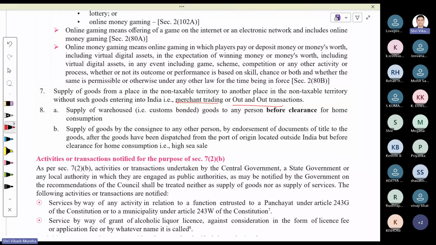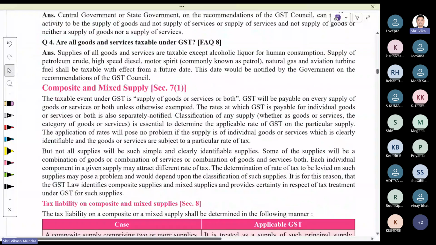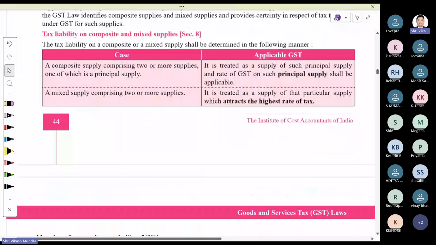High sea sale, you are not supposed to pay any tax on it. These are covered under the negative list. Now we are going to discuss one more aspect of supply, which is known as composite and mixed supply. What do we mean by composite and mixed supply? Few times a supplier is selling bundle services, bundle supply. What do we mean by bundle supply?